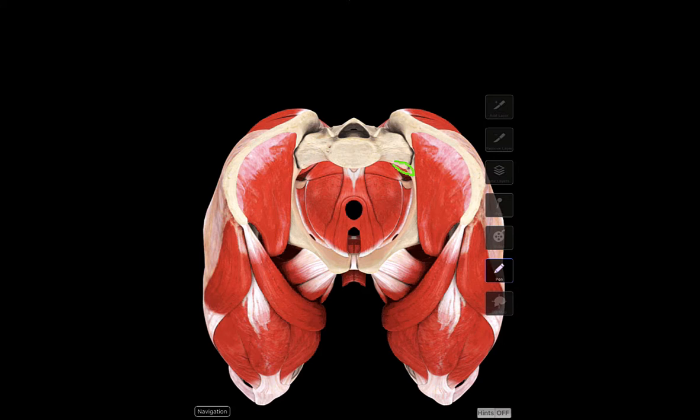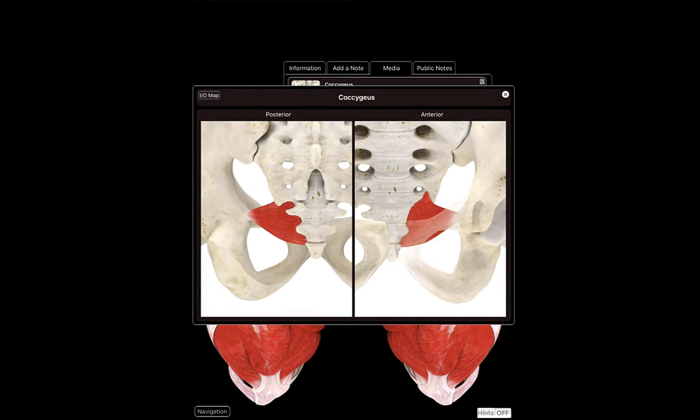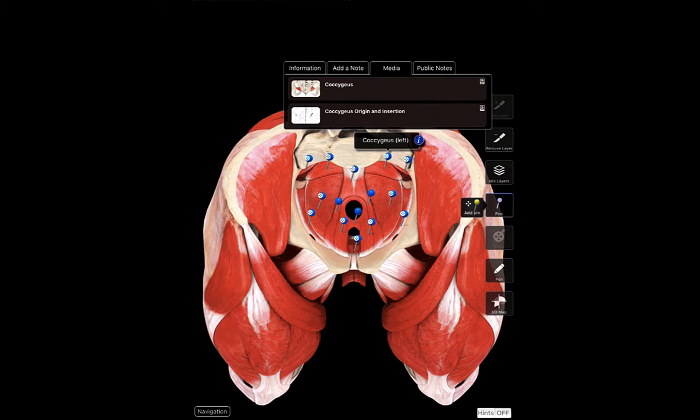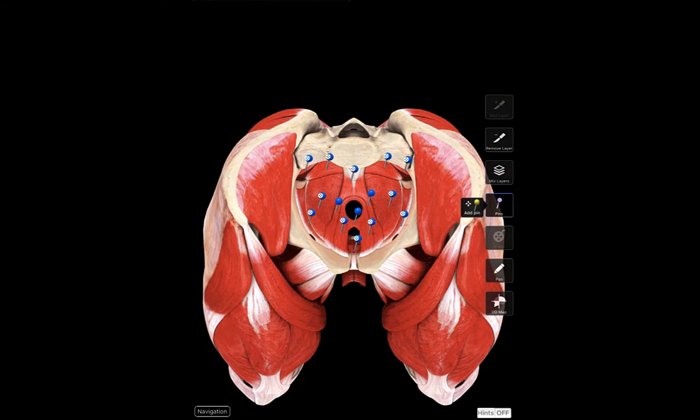The last one from this view would be the coccygeus. This is what it looks like, just right there on the coccyx. And look at that ischial spine. So when we look at the information, we've got the origin at the ischial spine. It inserts into that lateral border of the lower part of the sacrum, and it supports the pelvic viscera and elevates the pelvic floor. So there are those muscles.